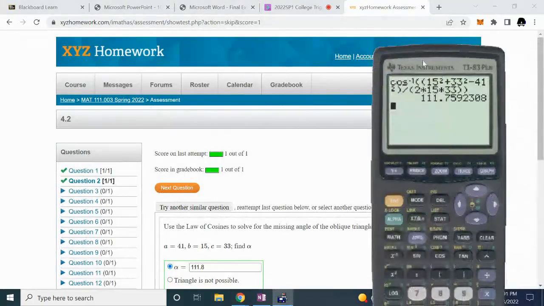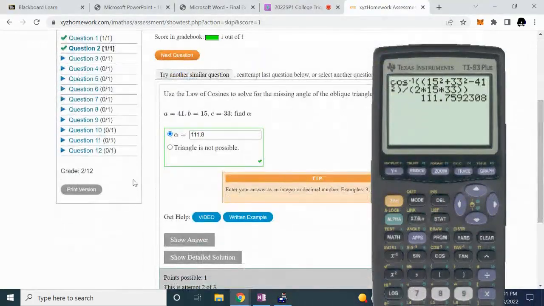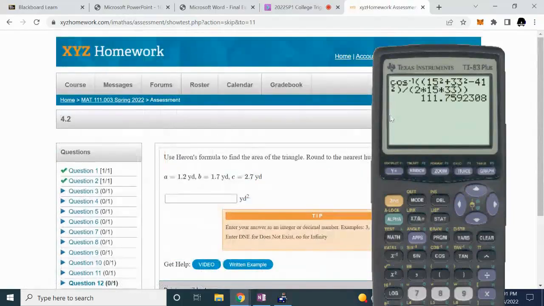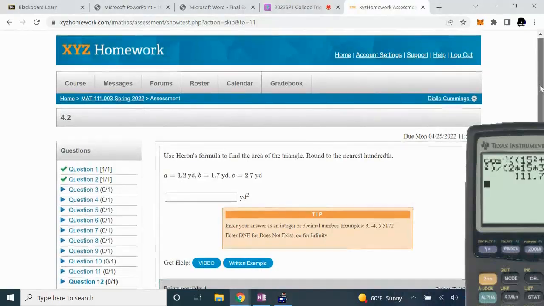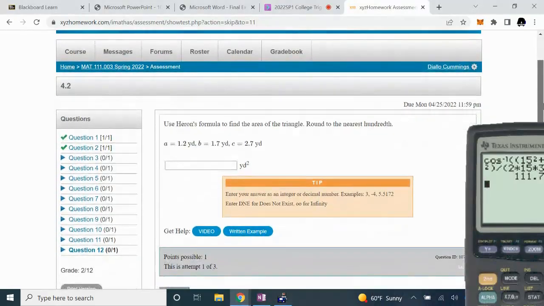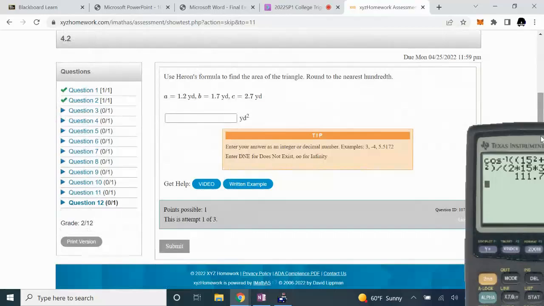And I believe the very last problem deals with that. It says use Heron's formula to find the area of a triangle, and here we're asked to round to the nearest hundredths. We're given that A is 1.2, B is 1.7, and C is 2.7.